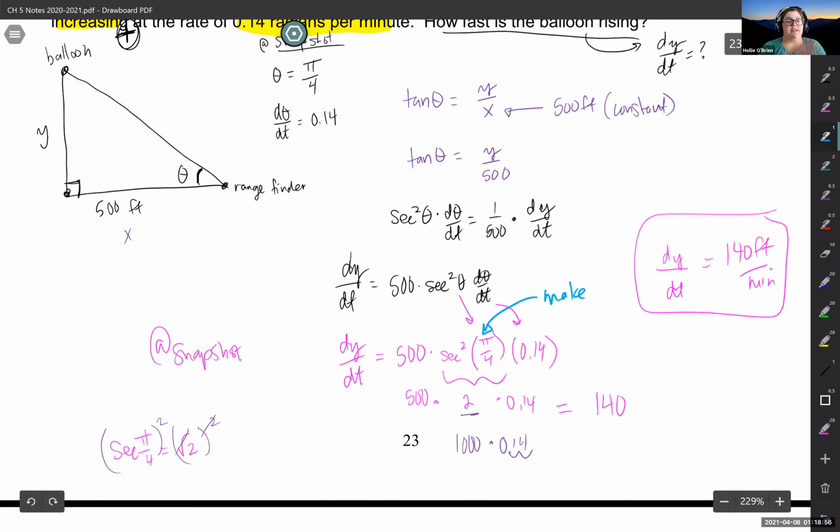So yeah, just make sure that when you plug it in, your calculator is in radian mode if you put pi over 4.